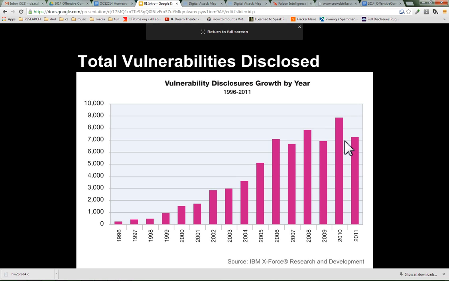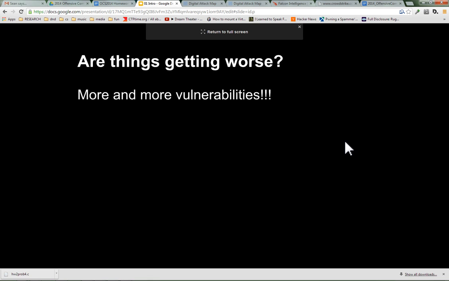So back to this graph about the trends in vulnerabilities disclosed. You could argue that despite the progression towards bug bounties, we're only having more and more vulnerabilities being disclosed. So isn't that really just meaning things are getting worse?